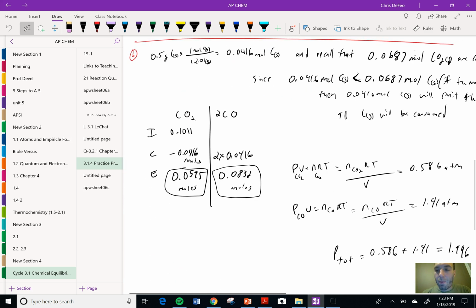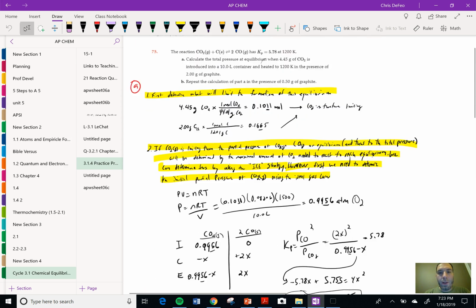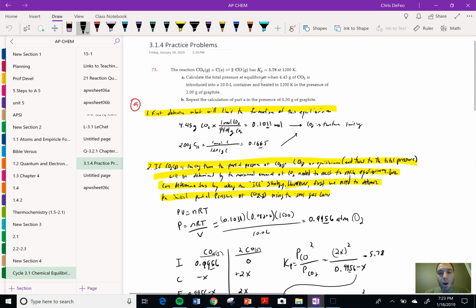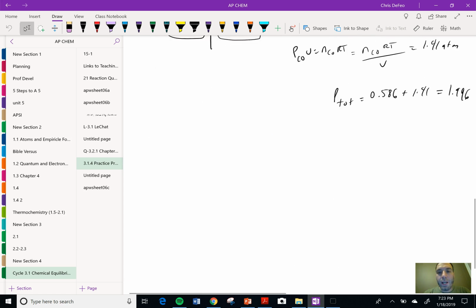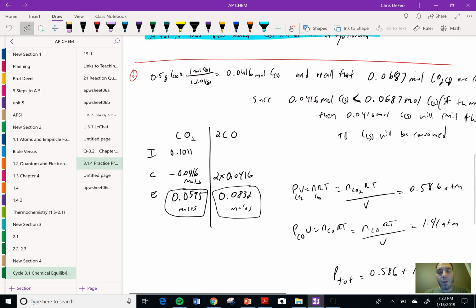Now, why is that important? Well, we were fortunate in the way that the question was asked that we knew right off the bat that carbon dioxide was limiting, because the moles of it were less than the moles of carbon. But as we start tightening down the amount of carbon in this situation, you can have the reverse situation.